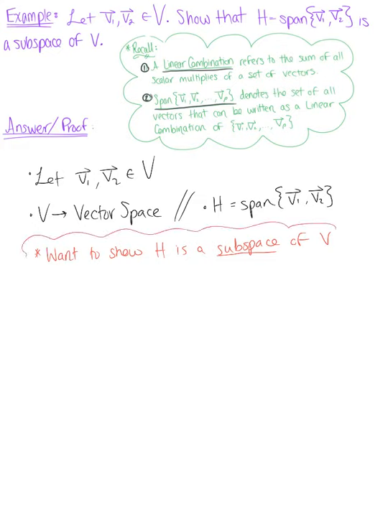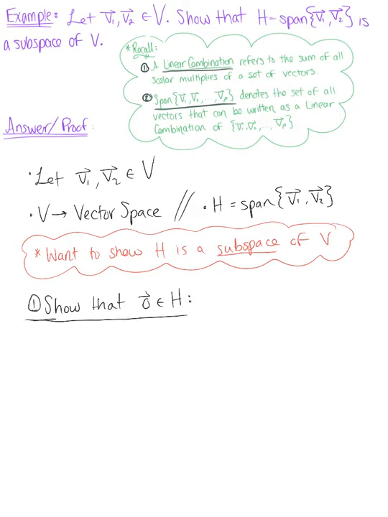So we know that in order for H, defined as the span of the set of vectors v sub 1 and v sub 2, to be a subspace, we need to show that our three properties hold true. So the first thing that we need to do is show that the zero vector is in the subspace H, or the potential subspace H.